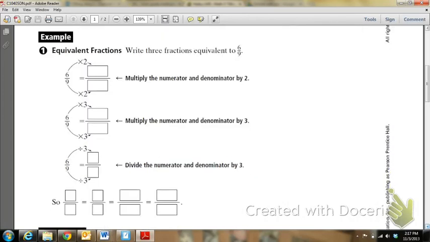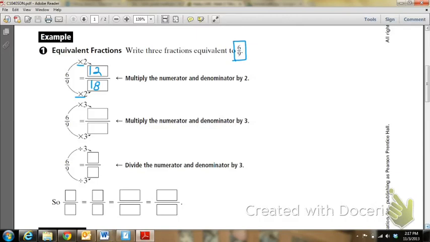Okay, so let's take a look at some equivalent fractions. We're going to start with the fraction 6 over 9. We're going to write three fractions that are equivalent to that. So first we're just going to multiply the top number and the bottom number by 2. So 6 times 2 is 12 and 9 times 2 is 18. Whatever you do to one part of a fraction, like the top or the bottom, you have to do to the other part as well. Otherwise, you've changed what the fraction equals, and that's no good.